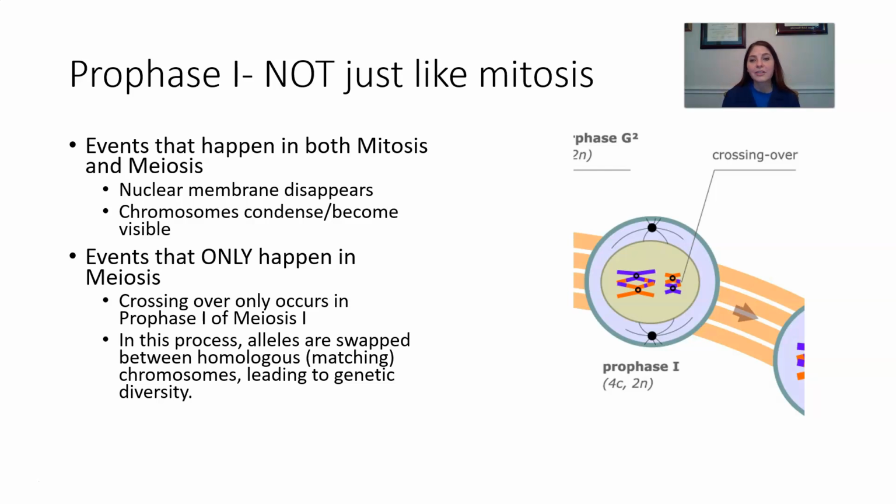In this process, alleles are swapped between homologous chromosomes, leading to some of the genetic diversity. So if you look right here, you're going to see this crossing over process take place. Looking here, we have these homologous chromosomes, and crossing over is taking place on the legs right here.